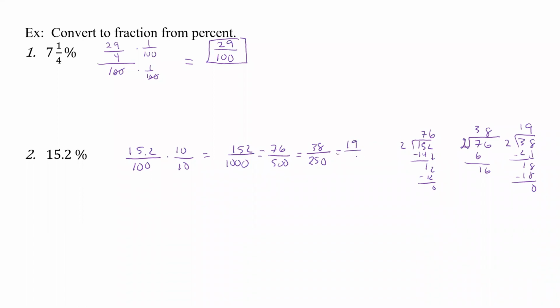Well, half of 250 is 125. Now 19 is prime. It's not going to go into this because that's just 5 times 5 times 5. And so that then would be our fraction in reduced form for 15.2%. Okay. Now, if we divided this back out and put it into decimal form and then moved our decimal places, we would get back to this 15.2%.